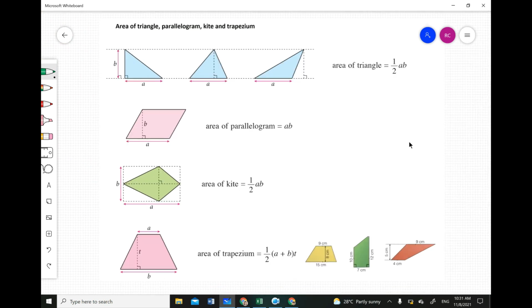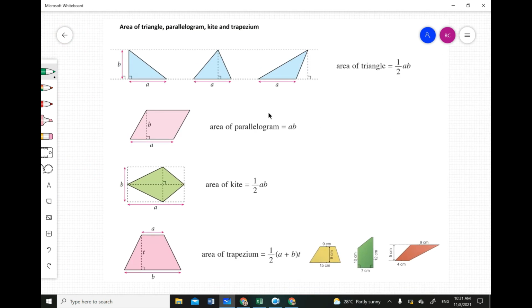So this is what I have shown you earlier. Okay, I summarize everything. For a triangle, the area is 1 over 2 AB. For a parallelogram, the area is just like a rectangle, A times B. Okay, because we can attach this part to the right and it becomes a rectangle. Okay, next one is the kite. It's 1 over 2 AB, the same as the area of a triangle. And the last one, the only thing that you really have to memorize is the area of a trapezium.